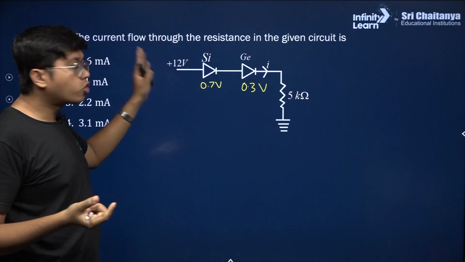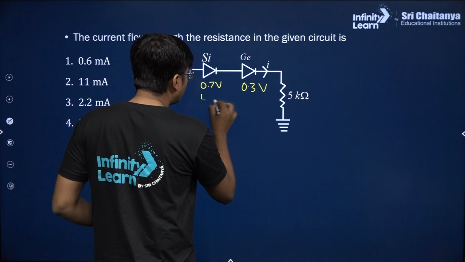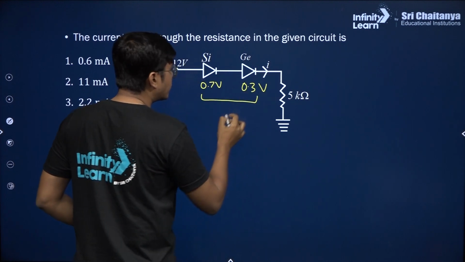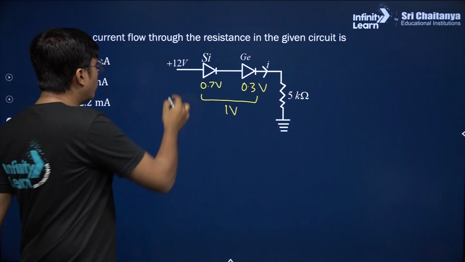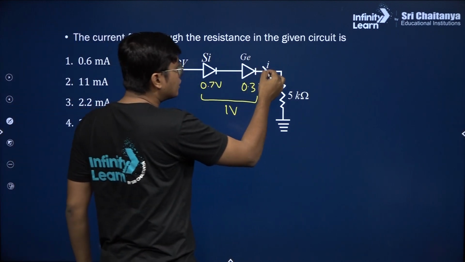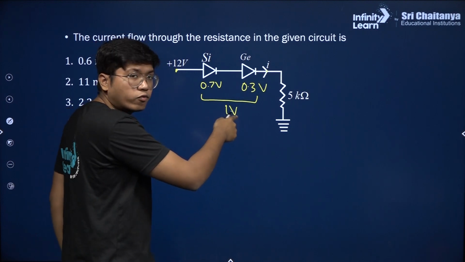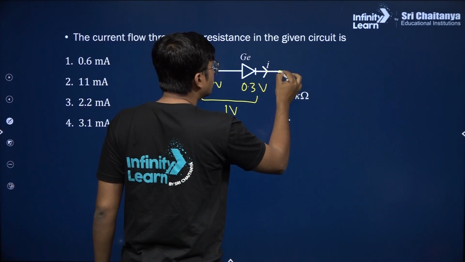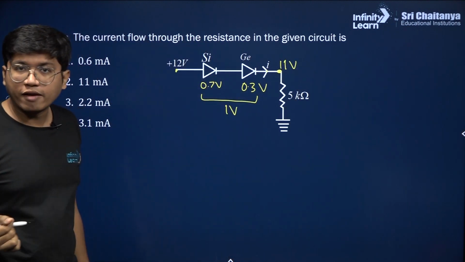So that potential drop is anyway going to happen, which means the net potential drop across this is 0.7 plus 0.3, that is 1 volt. Which means in going from this point till this point, crossing these two, your potential has dropped by 1 volt, which means if you measure the potential at say this point, it is going to be 11 volts. 12 minus 1, 11 volts.